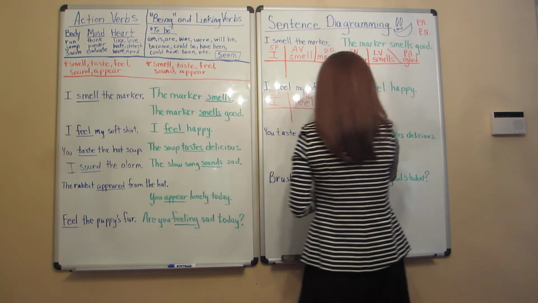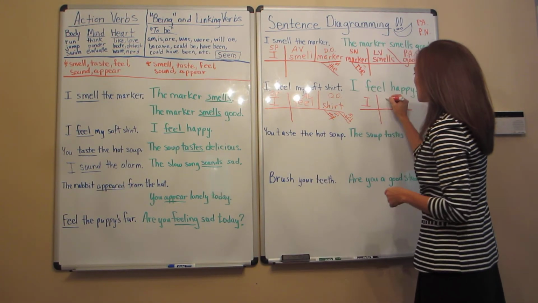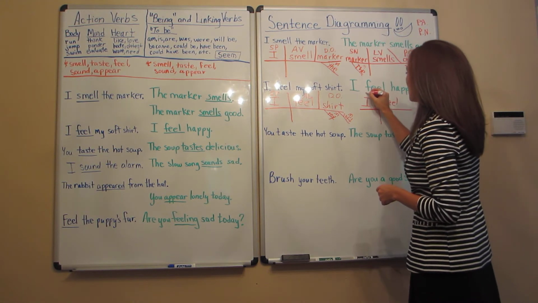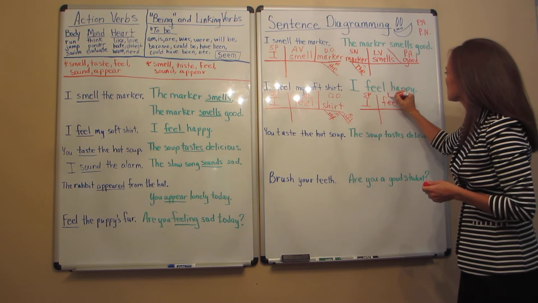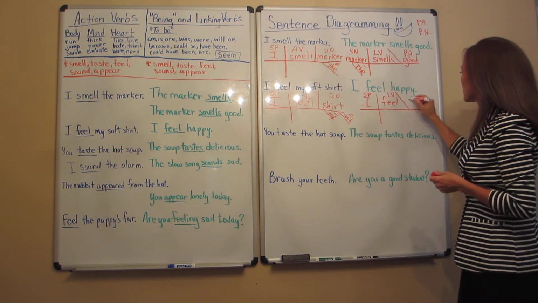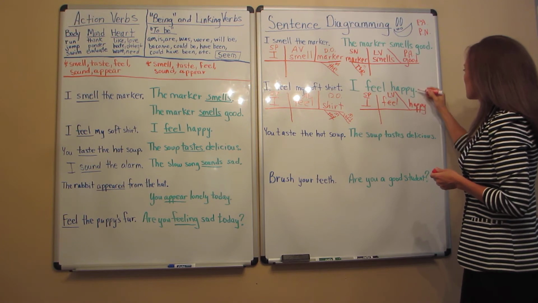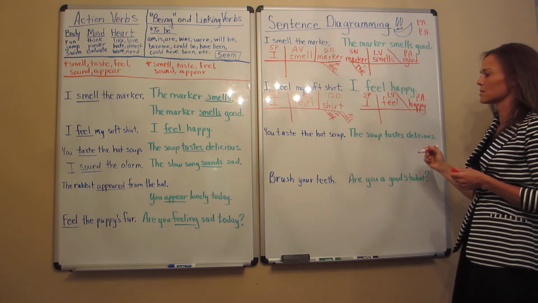Let's try this one. Who or what is the sentence about? It is about I. I what? I feel. I is your subject pronoun. Feel is your linking verb because it's linking these two. With a linking verb, we have a leaning line that leans left. I feel what? Happy. Is happy an adjective or is it a noun? It's an adjective, so it's a PA for predicate adjective.